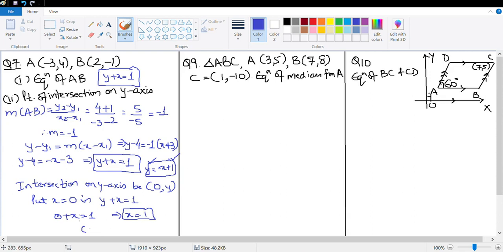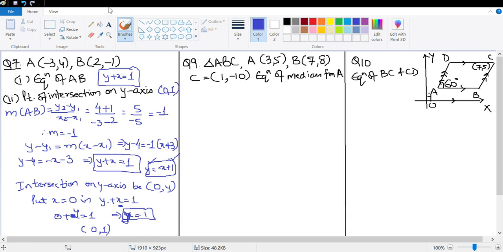Oh my mistake, this is not 0 plus x, this is 0 plus y. We are putting value of x as 0. So y plus 0 is equal to 1, which means y is equal to 1, which means the point of intersection is 0, 1. So the point of intersection on y-axis is 0, 1.